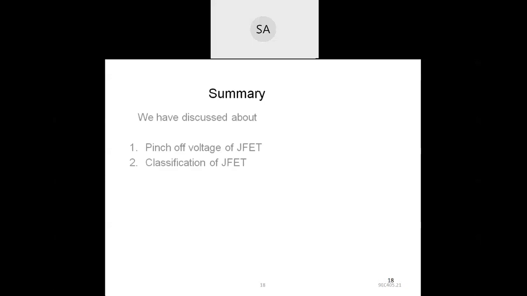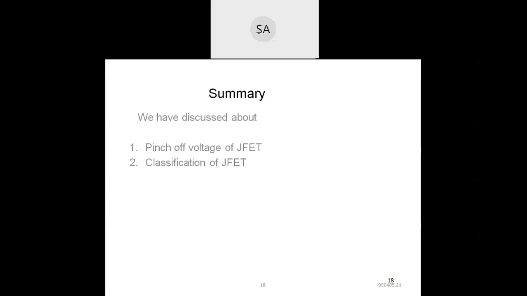And we have discussed the classification of the JFET. FETs are classified into two types, JFET and MOSFET. JFET is again classified into two types, N channel and P channel. And the MOSFETs are classified into depletion mode MOSFET and enhancement type.